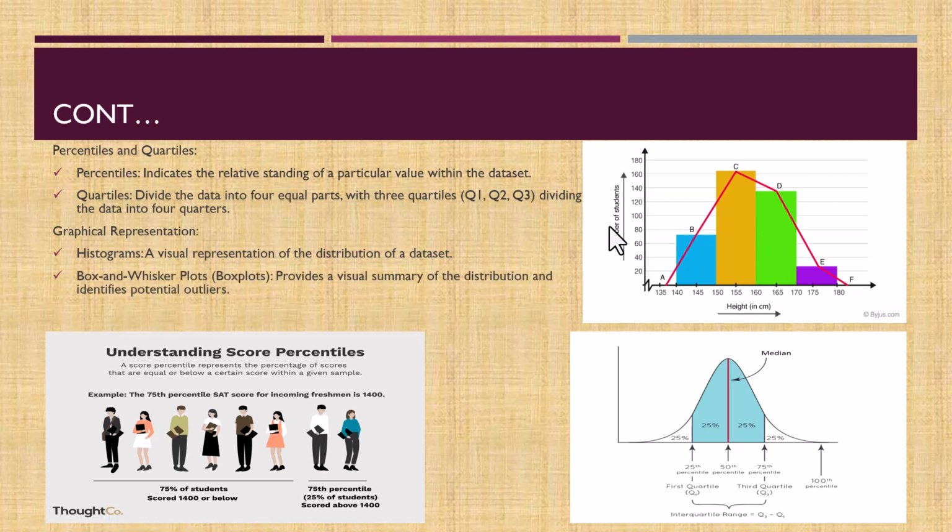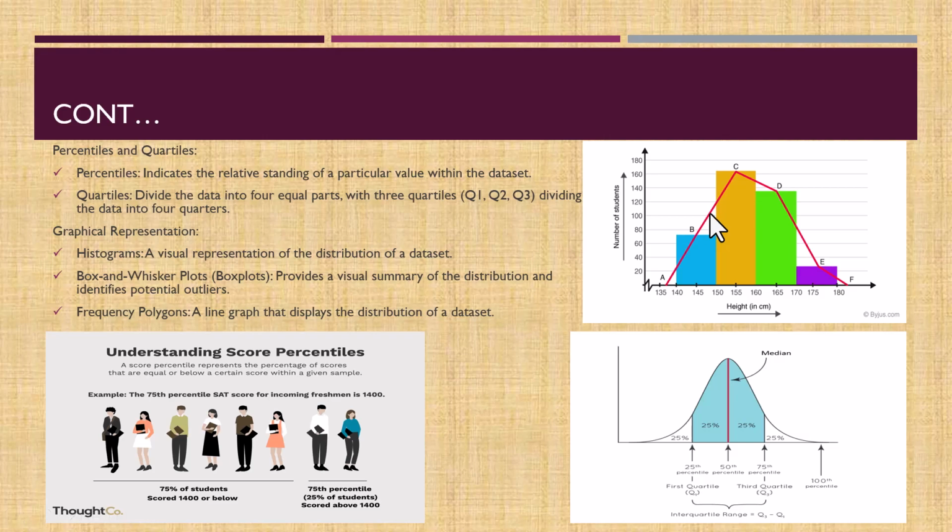We have box and whisker plots, which are box plots. They provide a visual summary of the distribution and identify potential outliers in the data. We have frequency polygons, and a frequency polygon can be a line graph that displays the distribution of a data set. For example, this is a frequency polygon. Frequency polygons are always put on a histogram.